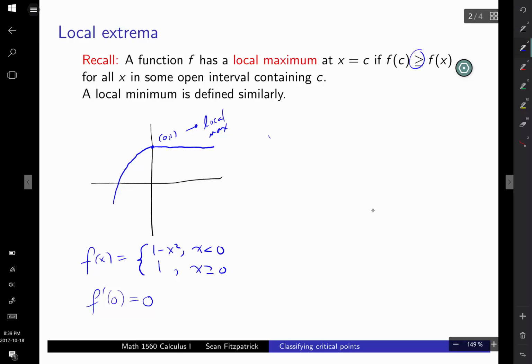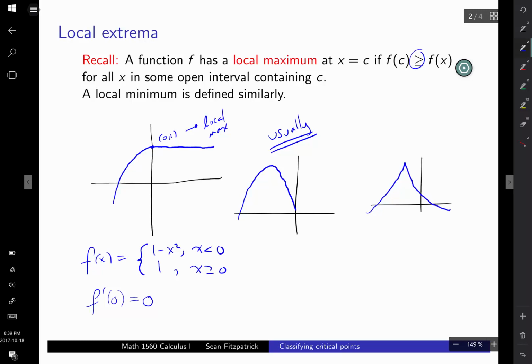A local max, usually, we're looking at something that goes up, reaches a peak, and then heads back down. Or maybe there's a cusp, so maybe it goes up and then it comes back down. So either you've got a point where there's a horizontal tangent, f prime of c equals 0, or you've got a point where there's no tangent at all, and the derivative doesn't exist.